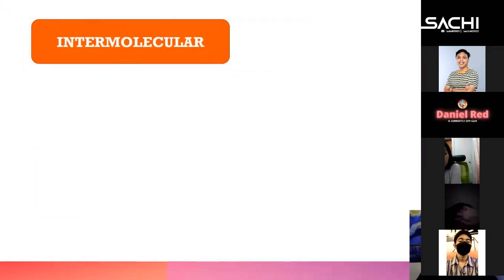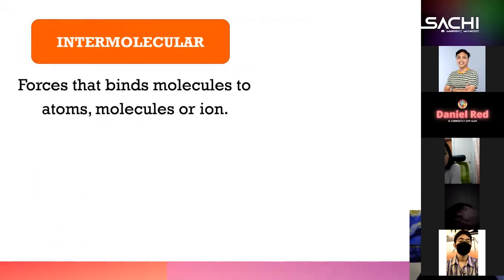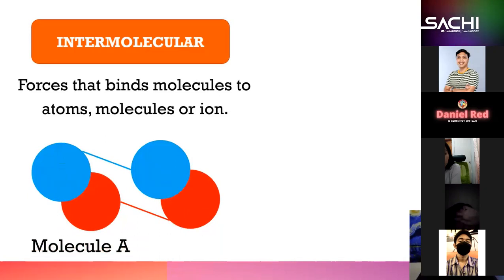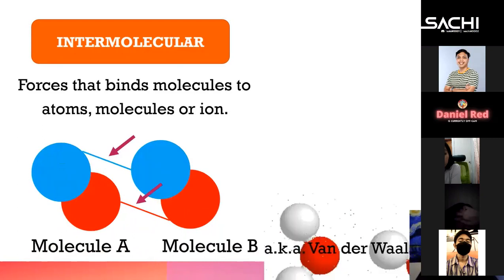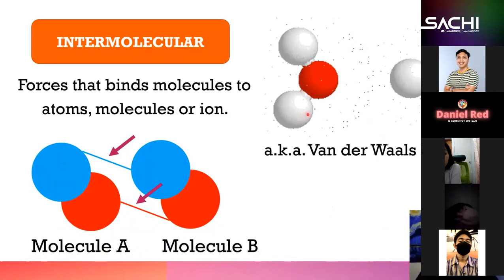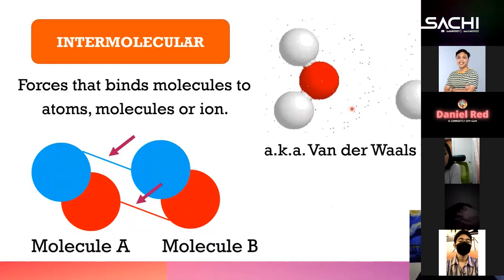The next one is the intermolecular forces. Intermolecular forces are the forces that bind molecules to atoms, molecules, or ions. It means that it combines two different atoms to each other or two similar atoms to each other. So you have here a molecule A and then molecule B combined with intermolecular forces. A good example of this one is as you can see in the illustration there. So you have two molecules then bound by intermolecular forces. This is also known as the van der Waals forces.